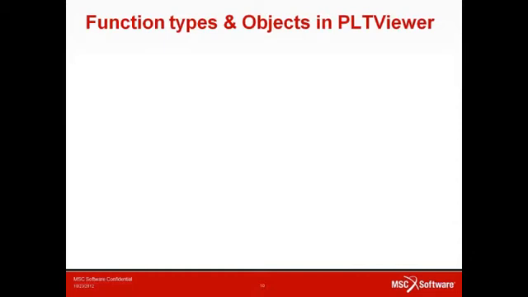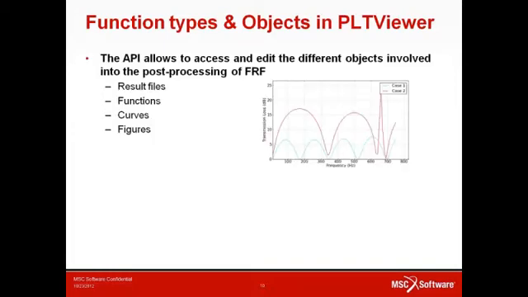For post-processing frequency response functions within the PLT viewer, the number of objects that can be accessed and functions within the API are much more restrained. When importing a result file, the selected results are imported and become an object that can be referenced. To plot curves of various results, functions have to be created and defined. These can then be plotted to curves and on figures. These three objects and their properties can be created and edited.